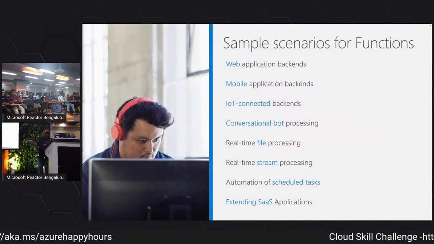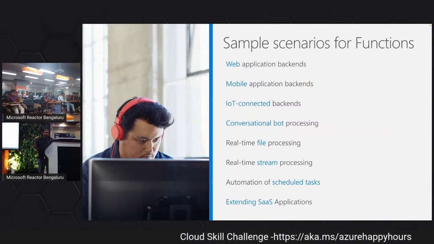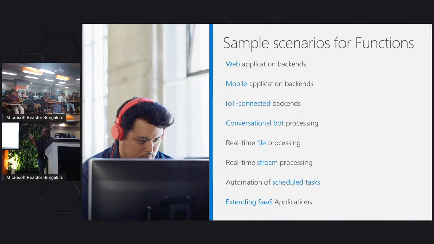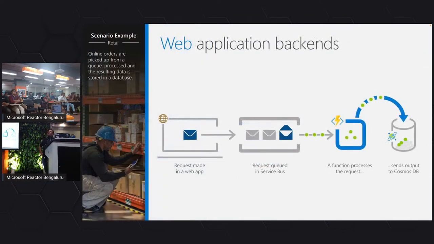Okay, a couple of sample examples I wanted to show you. The first is the web application backend. It's what you would use if you have an online ordering system, right? If you see here, it's a simple request which you can make. There is an HTTP trigger, and there's a function that is just storing data whenever you do an online ordering or anything. So these are a couple of examples, right?